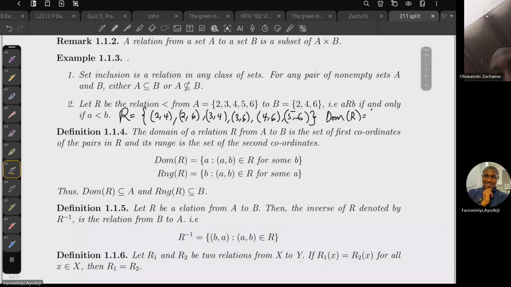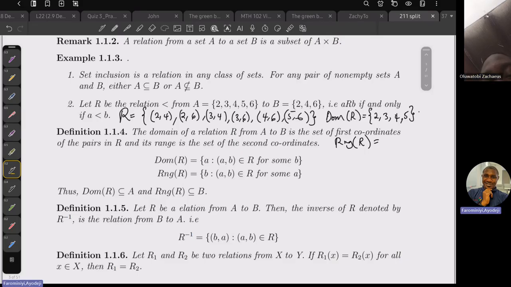That's 2, 3, 4, 5, 6. Any element from there. Are you sure 6 is there? No. Good. So it's just 3, 4, 5. Yes, sir. What about the range? That's 2, 4, 6. Are you sure? 2, 4, 6. Yes, sir.